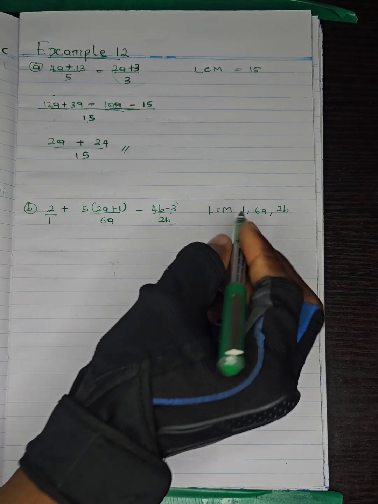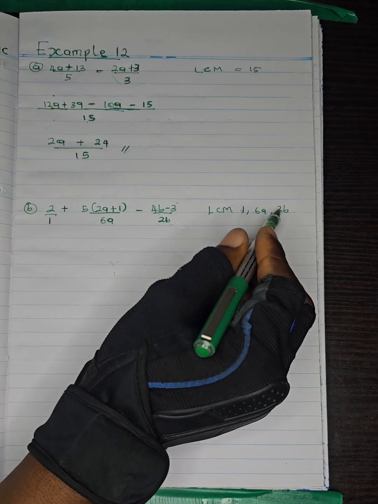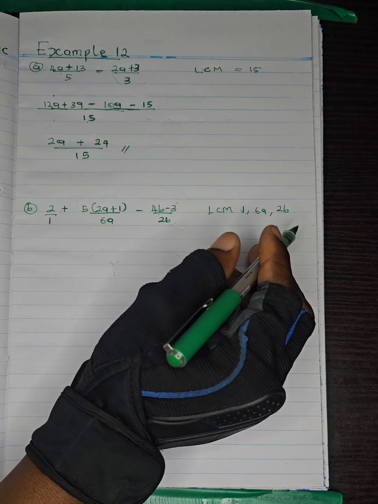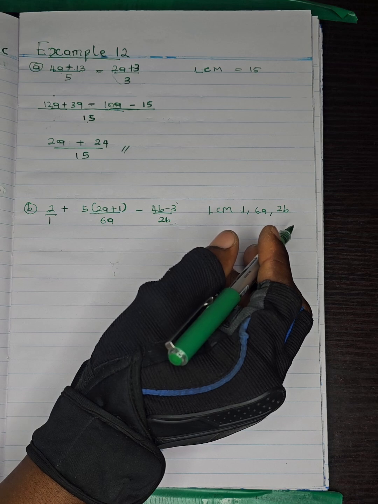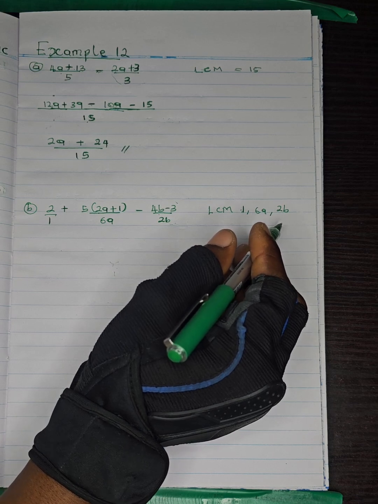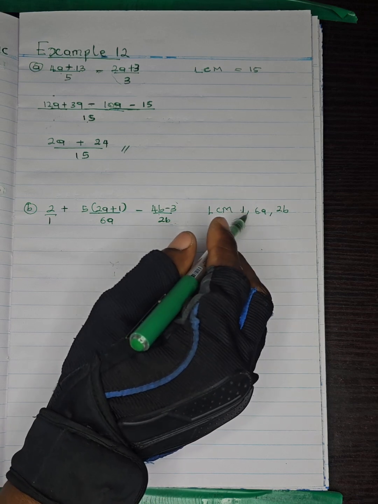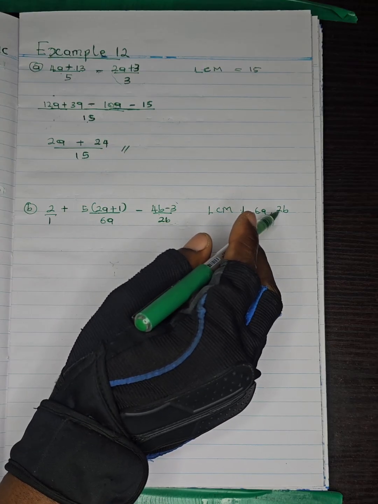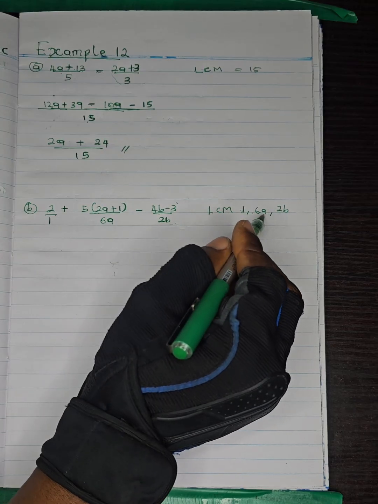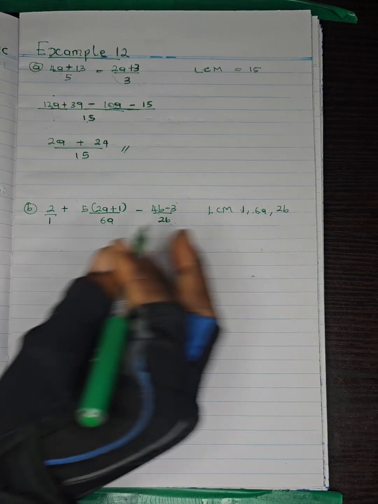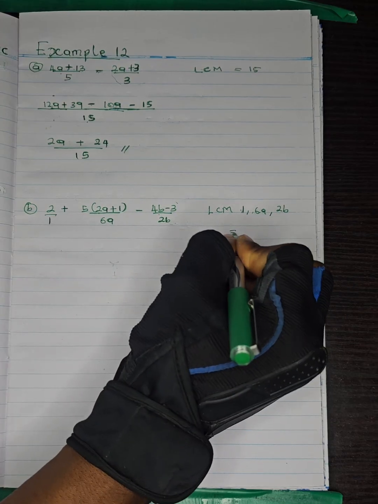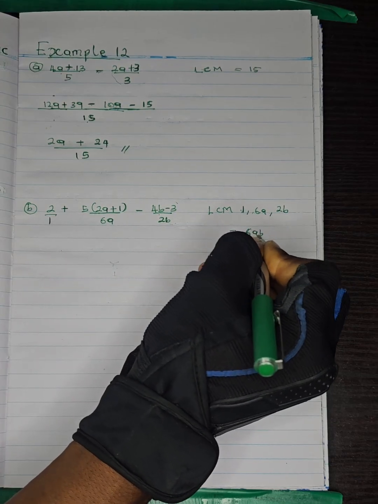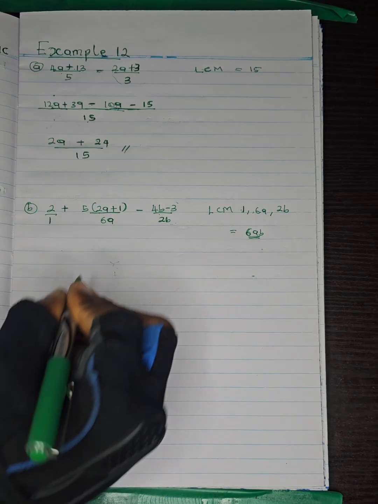So the LCM of these 1, 6 and 2 is 12, because the lowest, yeah, am I getting it right? The LCM of 1, you know, is 6, sorry. 6 is the lowest common multiple of 1, 6 and 2, because 6 is divisible by 2. So the LCM of a and b is ab. So our LCM is finally 6ab. So let's dive into it.